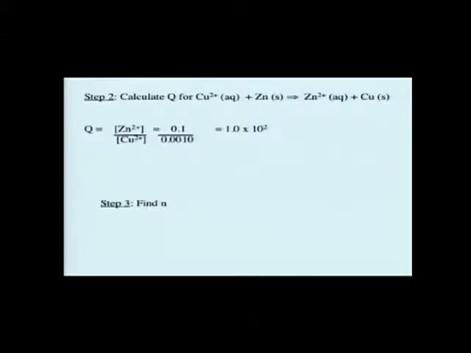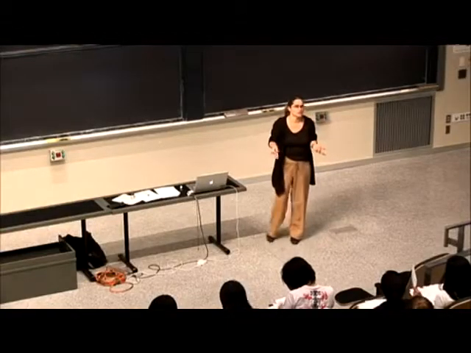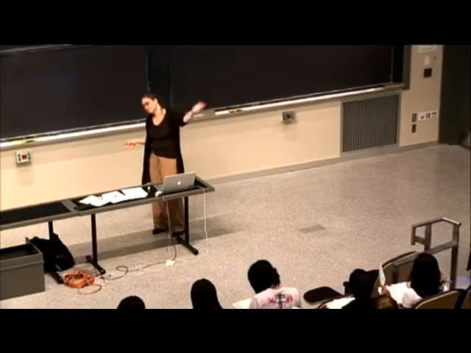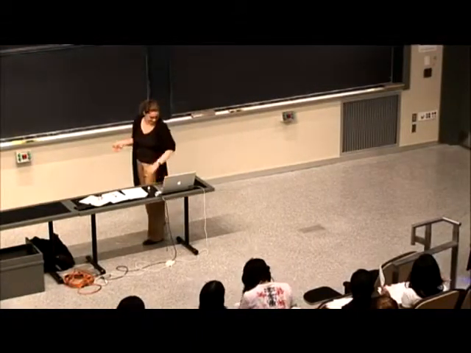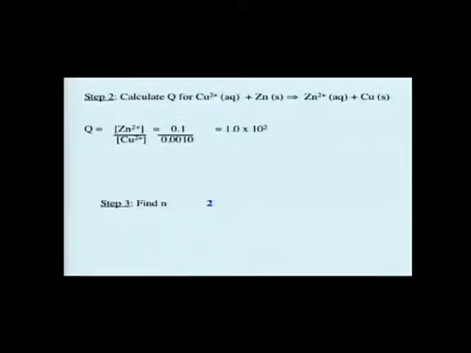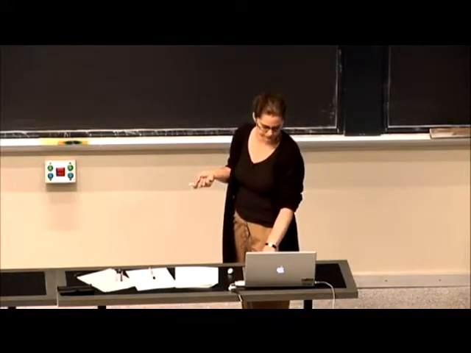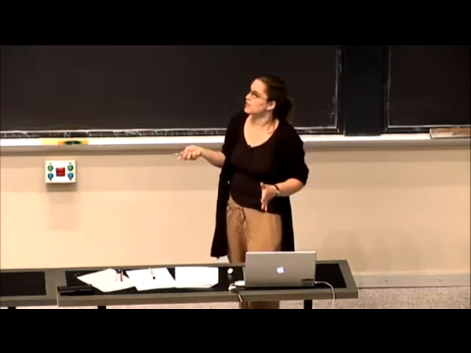To the Nernst equation. So how many moles of electrons are involved in this? 2. Sometimes it's not so obvious, so this can trick people. So make sure that you pay attention to this. This one is a pretty obvious one. All right, now we have everything that we can put in.